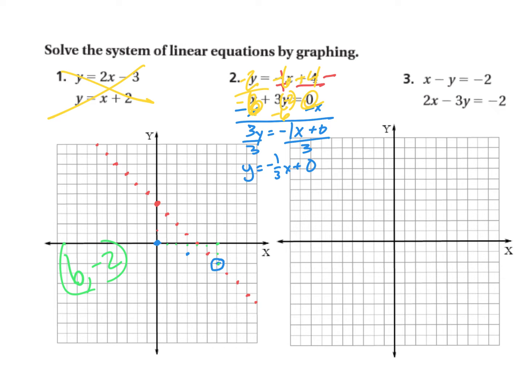Okay, the last one, we need to change both of them into slope-intercept form. So the first one, I'm going to subtract x. I'm going to work my way up this time. I get -y equals -x minus 2. We can divide by -1, or we can just go through and change all of the signs. So negative is a positive, negative is a positive, negative is a positive. So y equals x plus 2.